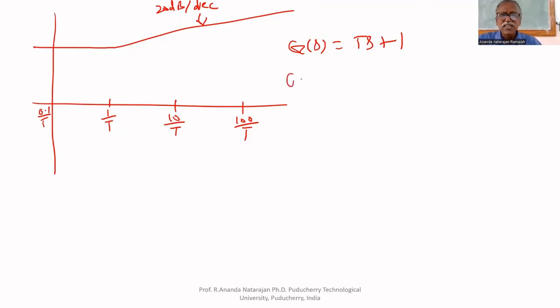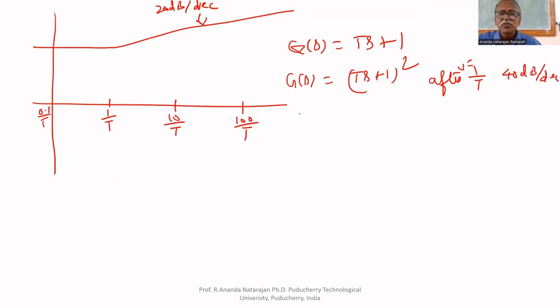Suppose G of s equal to tau s plus 1 whole square, after omega equal to 1 by tau it increases at the rate of 40 dB per decade. Suppose G of s equal to tau s plus 1 whole cube, after 1 by tau it increases at the rate of 60 dB per decade. Like that, it will increase. So, without hesitating, we can draw the frequency response for a first order system.